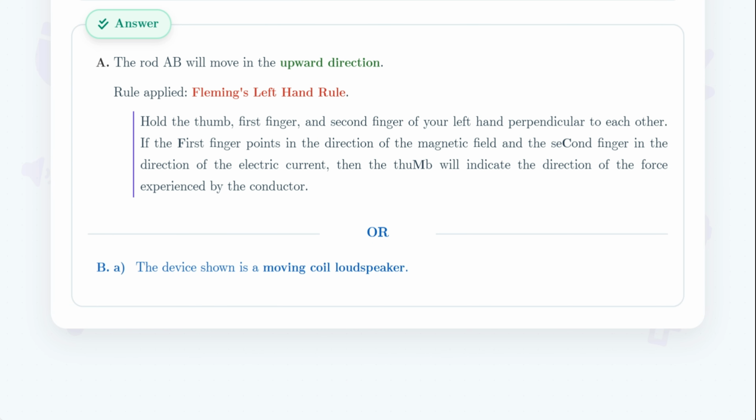Let's uncover the answer for sub-question A. The device beautifully illustrated here is a moving coil loudspeaker. You see these in radios, TVs, and your earphones.